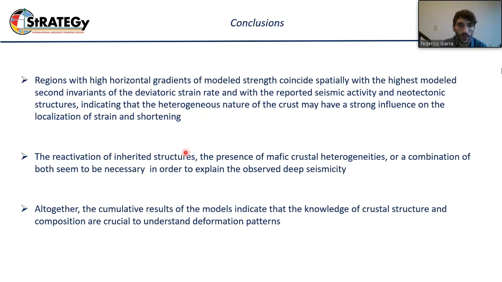And the reactivation of inherited structures, the presence of mafic crustal heterogeneities, or a combination of both, seems necessary to explain the observed deep seismicity throughout the different morphotectonic units. Altogether, the cumulative results of the models indicate that the knowledge of the crustal structure and composition is crucial to understand deformation patterns.